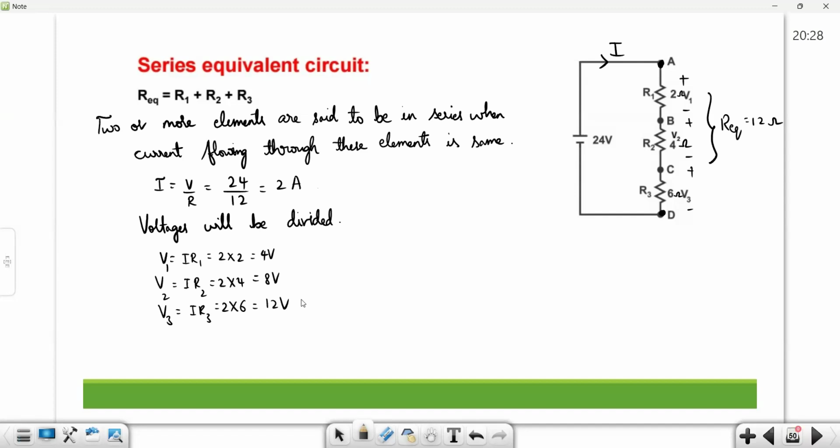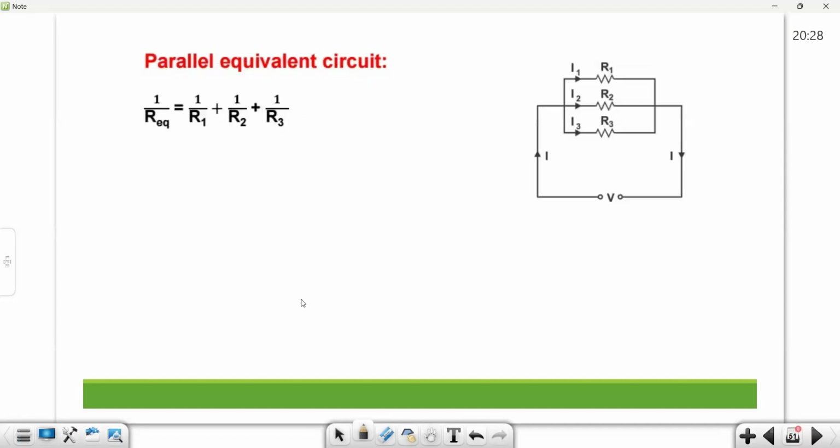Now you observe one thing clearly. V1 is equal to 4, V2 is equal to 8, V3 is equal to 12. If you add these three, 4 plus 8 is 12, and 12 plus 12 is equal to 24. 24 is the value you are getting when you add V1, V2, V3. And 24 is the voltage which you have applied across A and D. That means whatever voltage is applied, that is dividing between these resistances. Please be clear. Clear? Done.